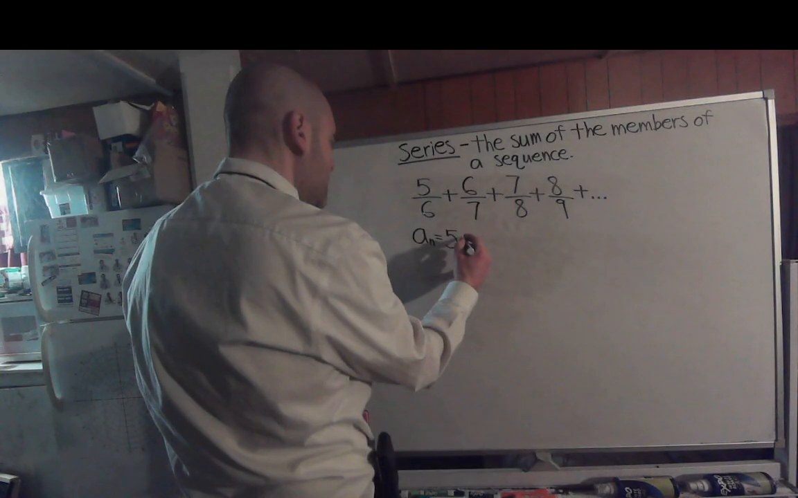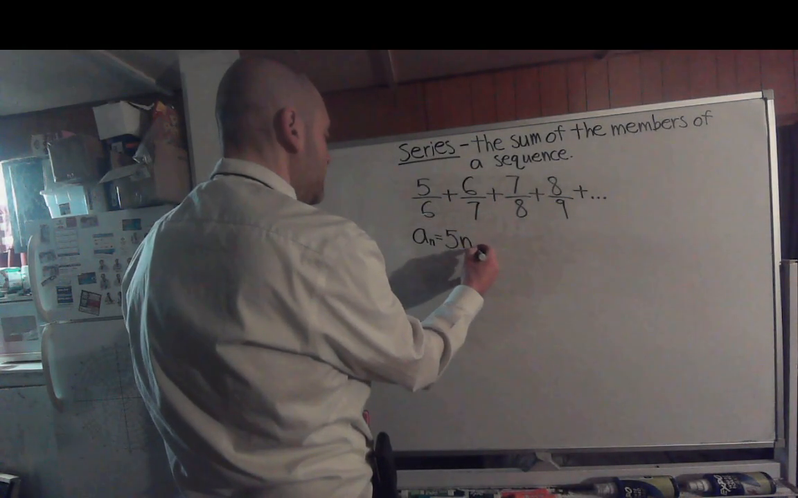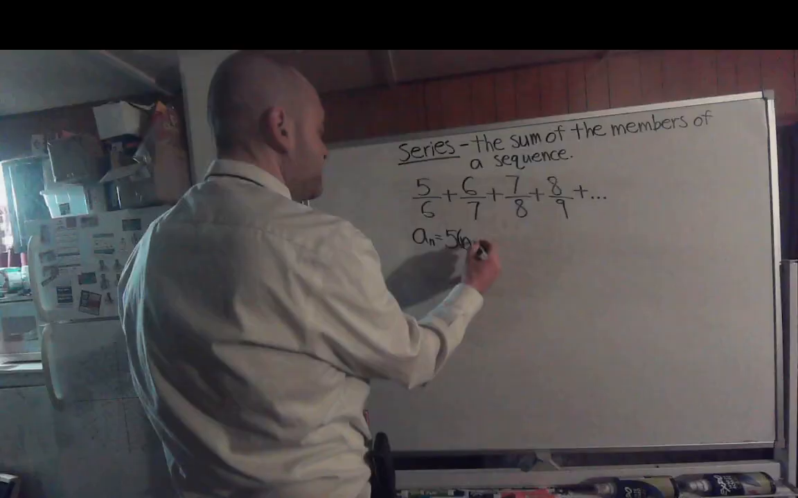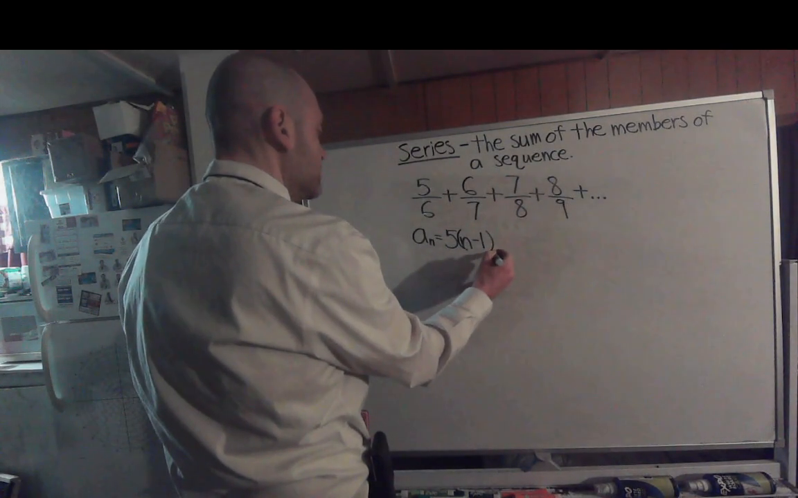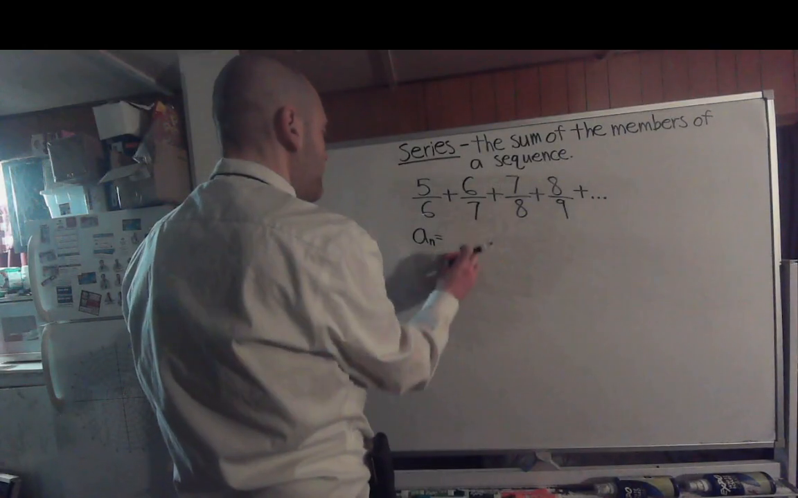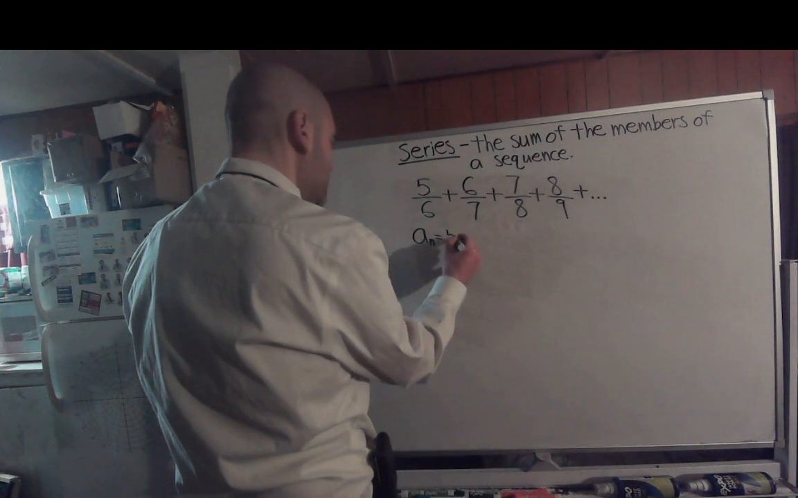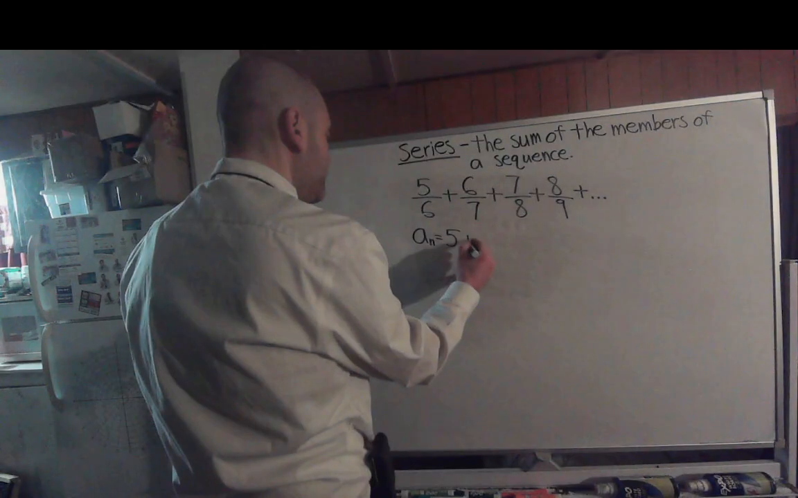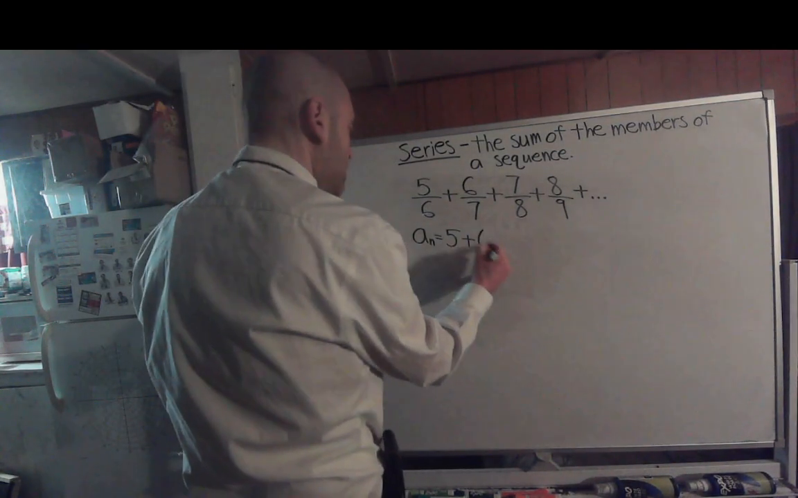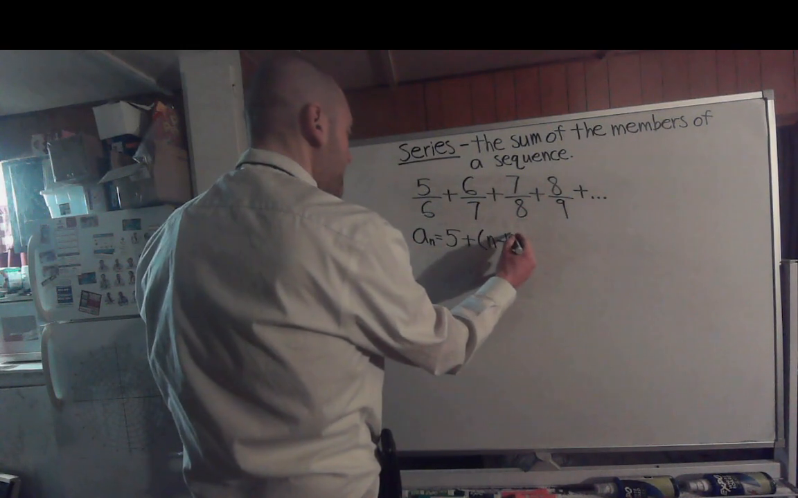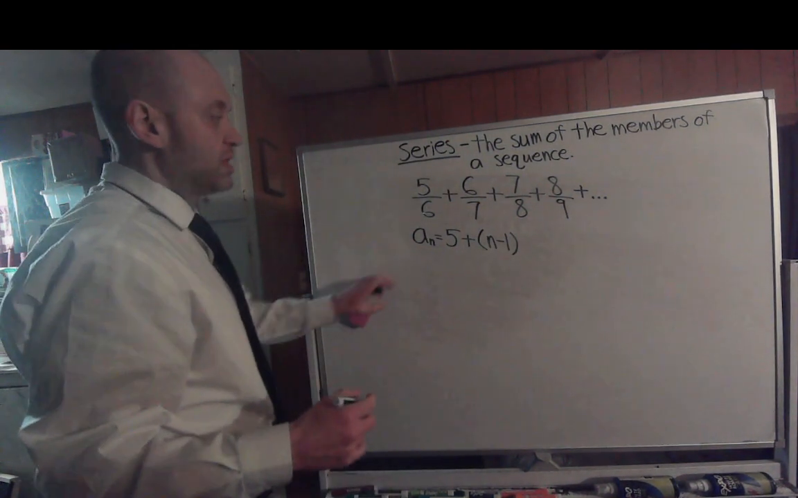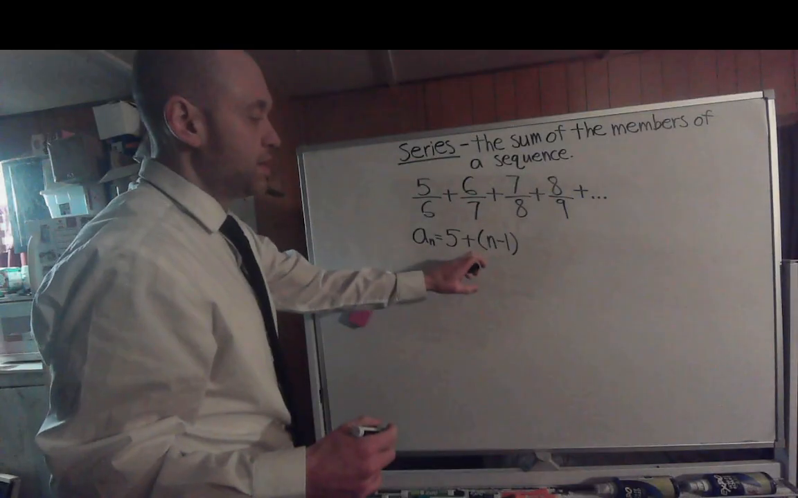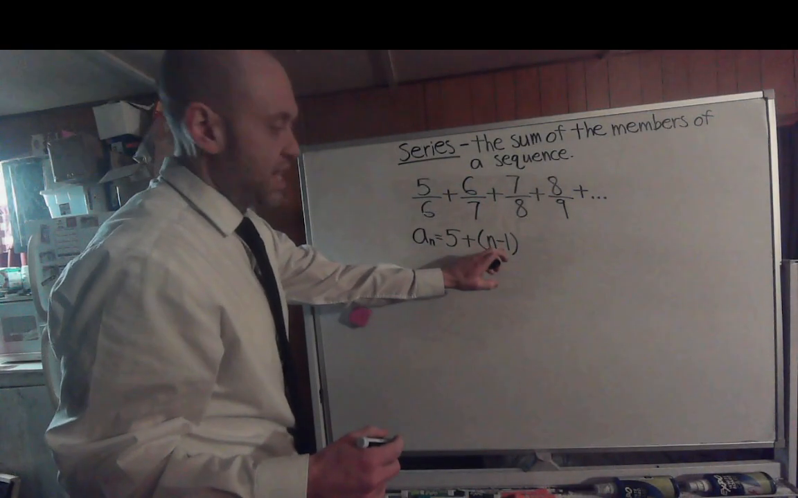5 times the number you're on. Well, no, that wouldn't be right. That'd be 0. So you start with 5, and then you're going to increase by 1. So you end up getting the formula where you start with 5, plus then you have the difference of 1 between each number, so n minus 1.